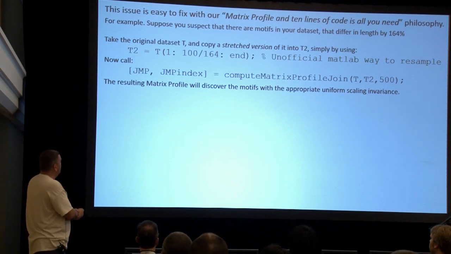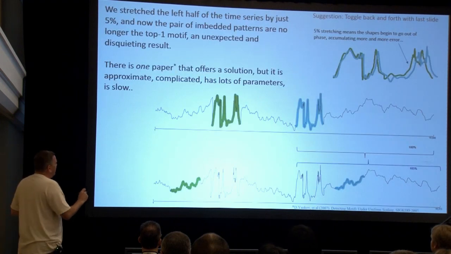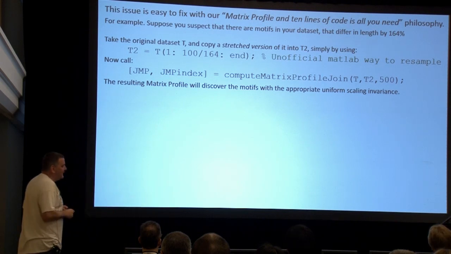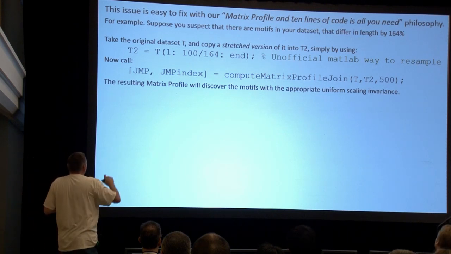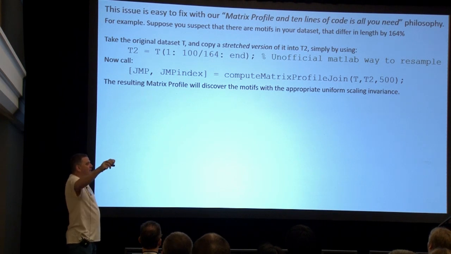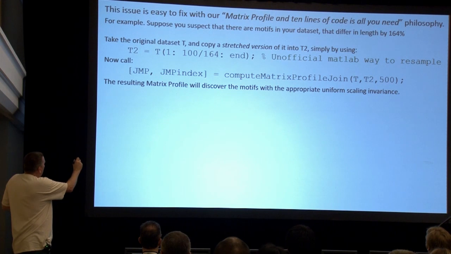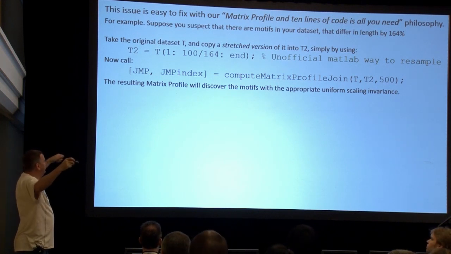Here it is with two lines of code. I noticed that in my data set the change in ratio is 164% for some reason. I can solve this now with two lines of code. My first line of code is to take the time series and make a copy of it, make the copy a little bit longer. In MATLAB, I could do it this way. So in one line of code, I've taken my time series and made a copy of it that's stretched by 164%.